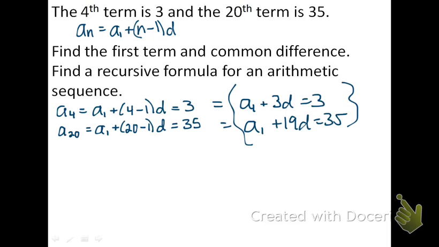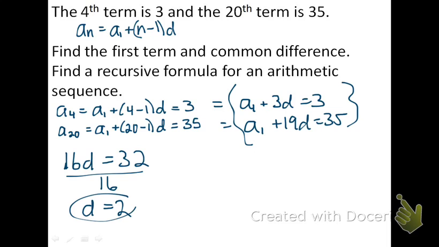So a1 minus a1 is 0. 19d minus 3d is 16d. And 35 minus 3 is 32. So 16d is 32. Divide both sides by 16, and we get d equals 2. So there's one part. Our common difference now is 2.